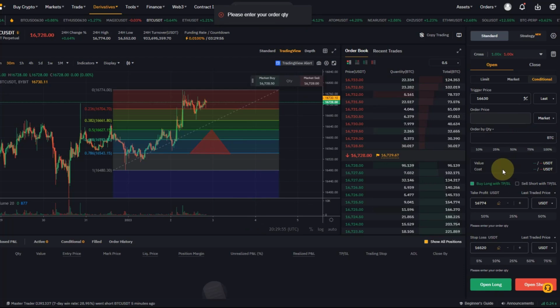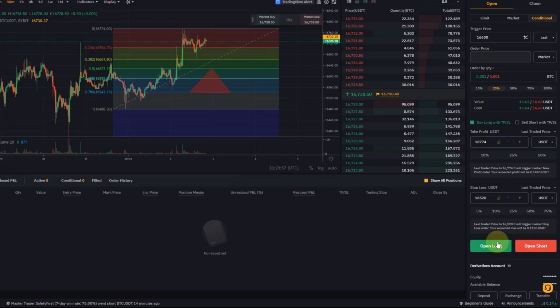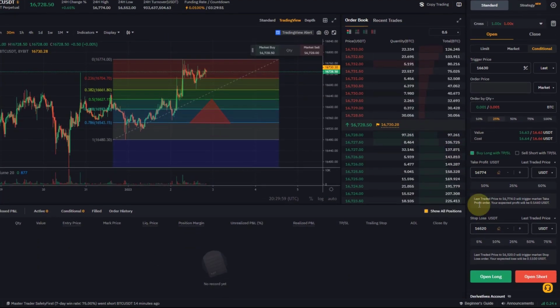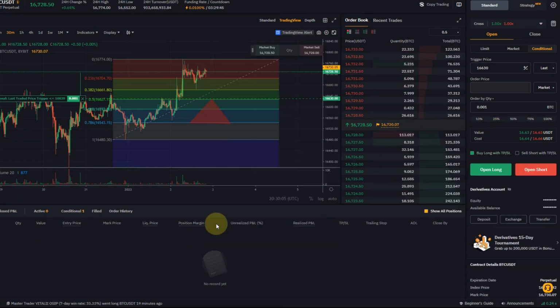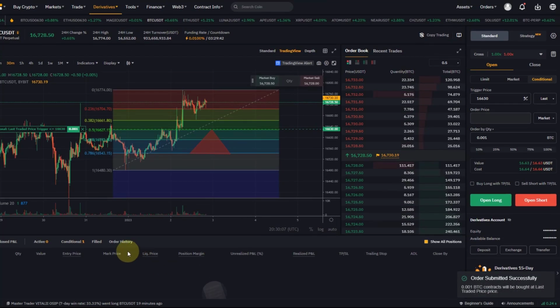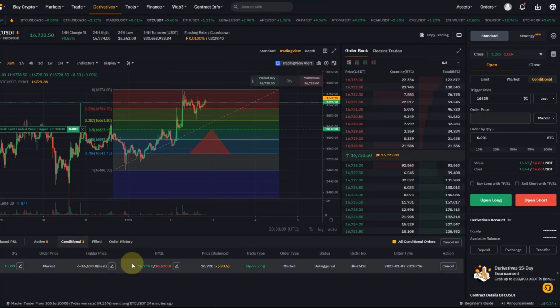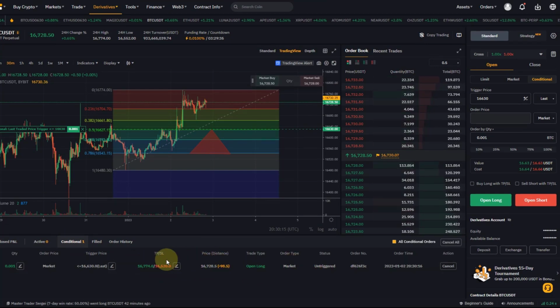Order quantity, I haven't done, it was deleted. Okay, and basically then, yeah, we could open the long, confirm. Okay, and it would then be under conditional orders here. Yeah, you can see take profit. Yeah, stop loss is defined, for example.